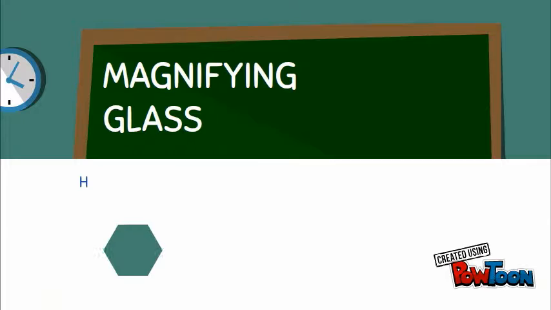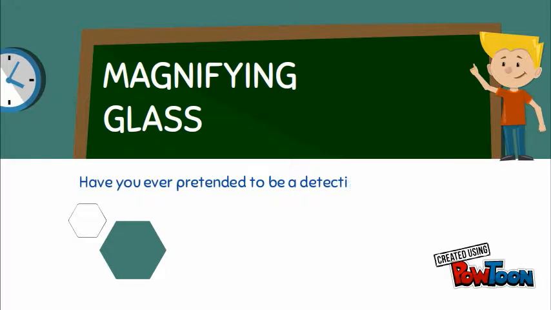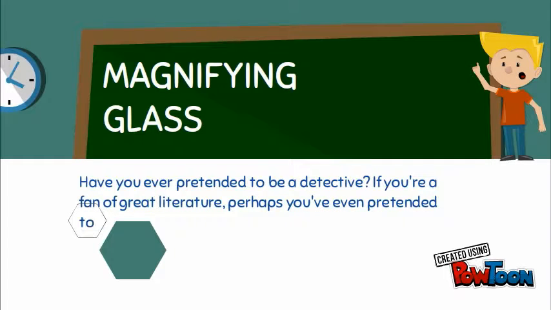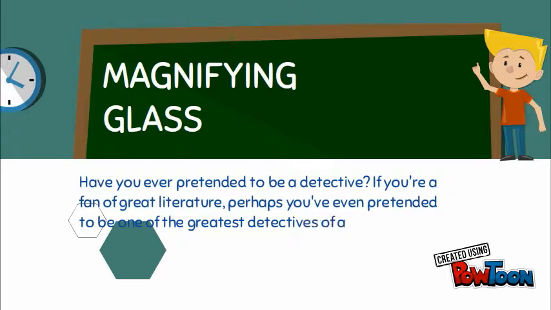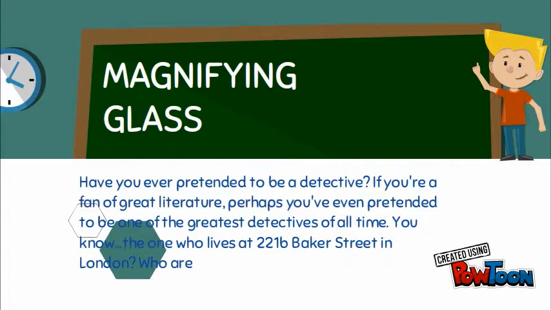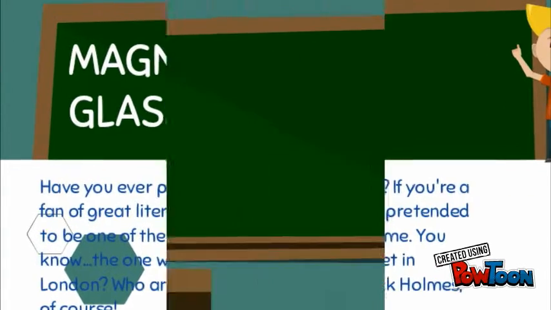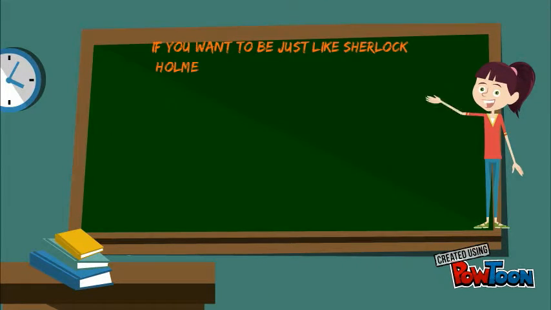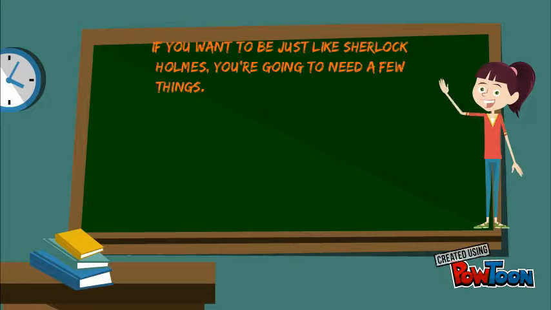Our first topic will be the magnifying glass. Have you ever pretended to be a detective? If you're a fan of great literature, perhaps you have even pretended to be one of the greatest detectives of all time. You know, the one who lives at 22 Baker Street in London? Who are we talking about? Sherlock Holmes. If you want to be just like Sherlock Holmes, you're going to need a few things.